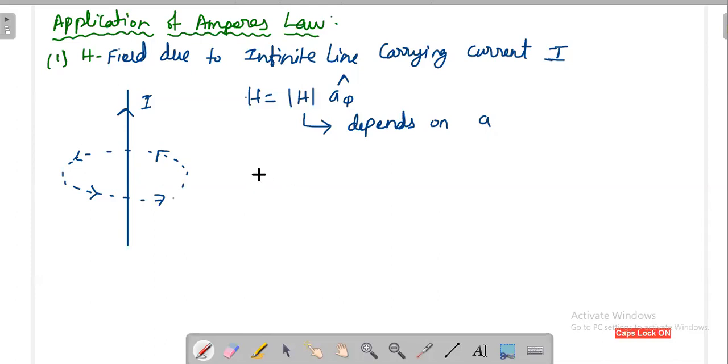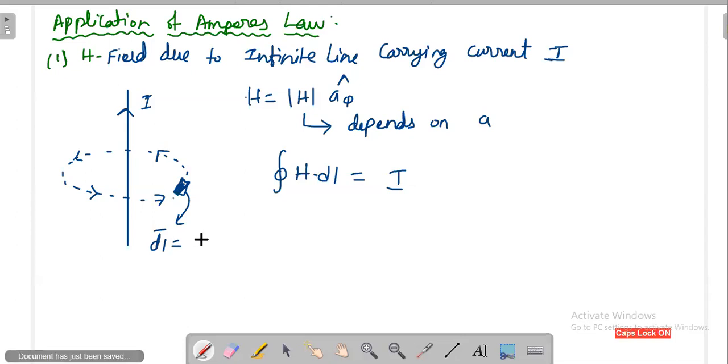So from Ampere's circuital law, the closed integral of H dot dl is equal to I. And you should know what dl is. Dl means you are moving on this imaginary line. You take some small element like this, going in this direction, so this is your dl direction. Your dl is a d phi a phi cap. You know what dl is, and you know what H is.